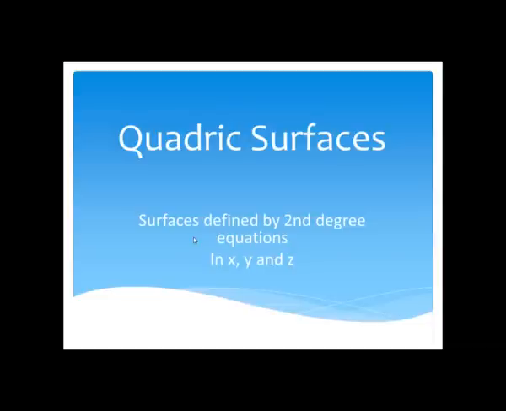Quadric surfaces are defined by the second degree equations of x, y, and z, or actually just three variables. It doesn't have to be x, y, and z, it just has to be three variables. So x squared, y squared, and z squared, the equations that include them.